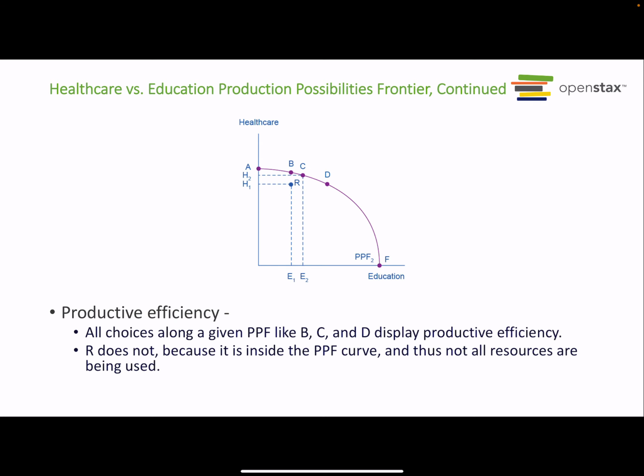So again, looking at our PPF, all choices on the PPF like B, C, and D are productive efficiency. They display that for us. R, however, does not. It's inside the constraint or the curve. Therefore, not all resources are being used, right? We have, again, what we call idle resources.